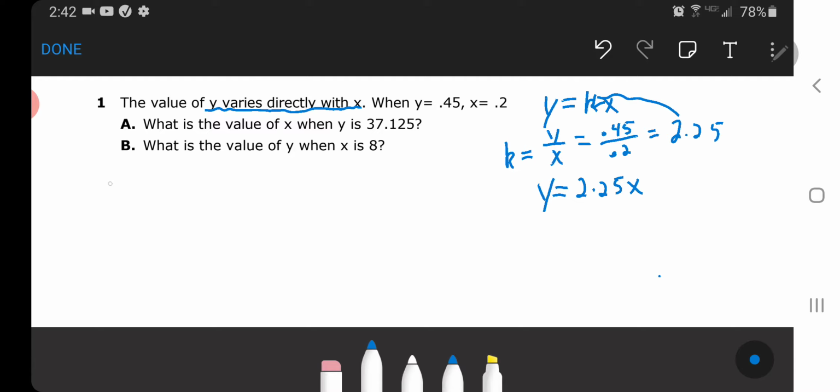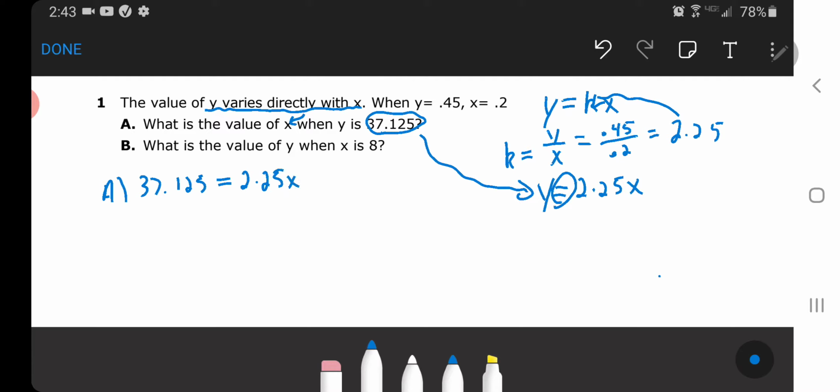So A says, what is the value of x when y equals 37.125? All right, so they're giving me a y value, and they want me to solve for the x. So we're going to plug in a y and solve for the x. So using our equation, we're going to plug that in right there. So we get 37.125 equals 2.25x, and we're going to solve for the x.